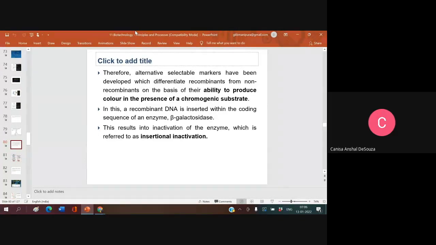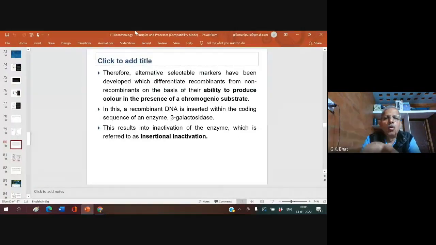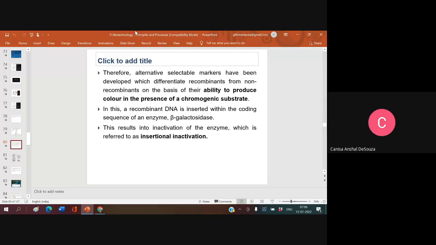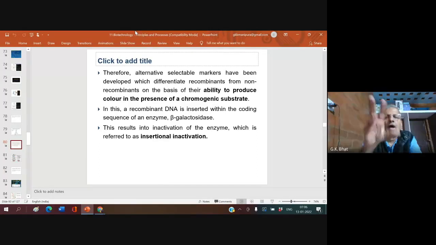Yes, sir. Okay. Now, what we are doing, we wanted to differentiate recombinants from non-recombinants. What is a recombinant? Kanisa, what is recombinant? Plasmid which has a desired gene. Yeah, plasmid which has the desired gene is recombinant. Plasmid without the gene of interest is not recombinant.